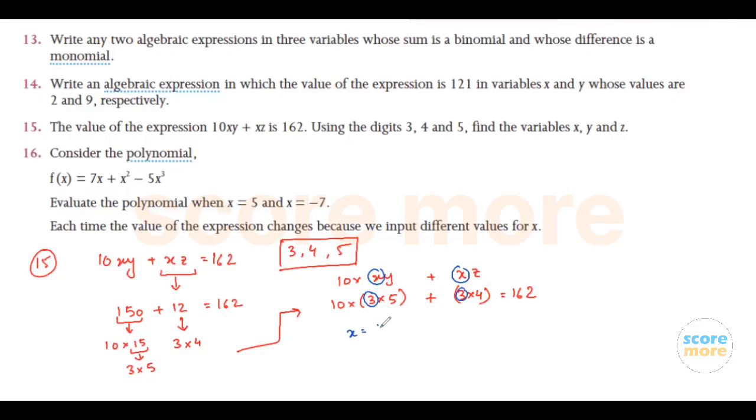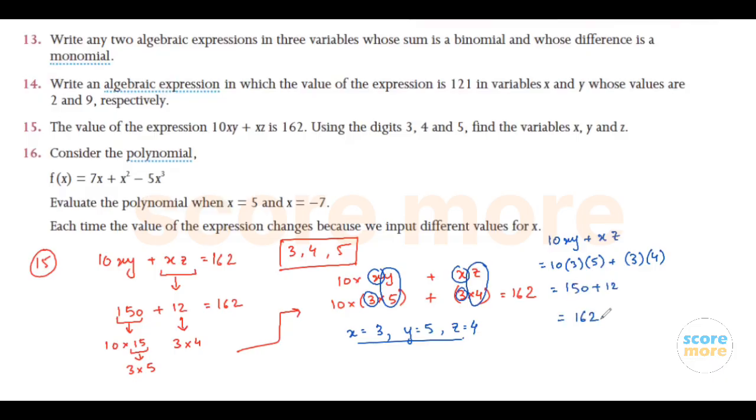So can we say that the value of x is 3? Isn't it? Now what is left over means y should be 5 and z should be 4. If we want to cross-check and confirm, we can do it. It was 10xy plus xz. Just replace the value of x as 3 and y as 5, x as 3 and z as 4. So 10 into 3, 30 into 5, 150, and 3 fours are 12. So the answer comes out to be 162, which is correct. So the value of x is 3, y is 5, and z is 4.